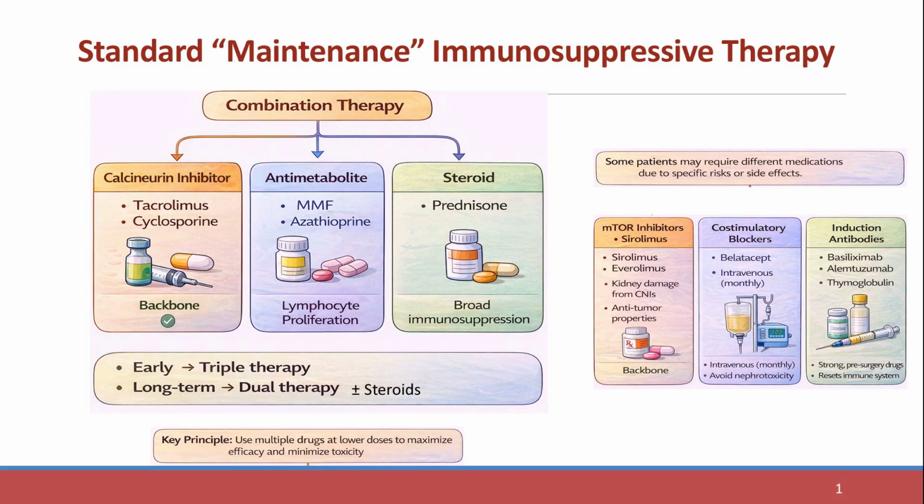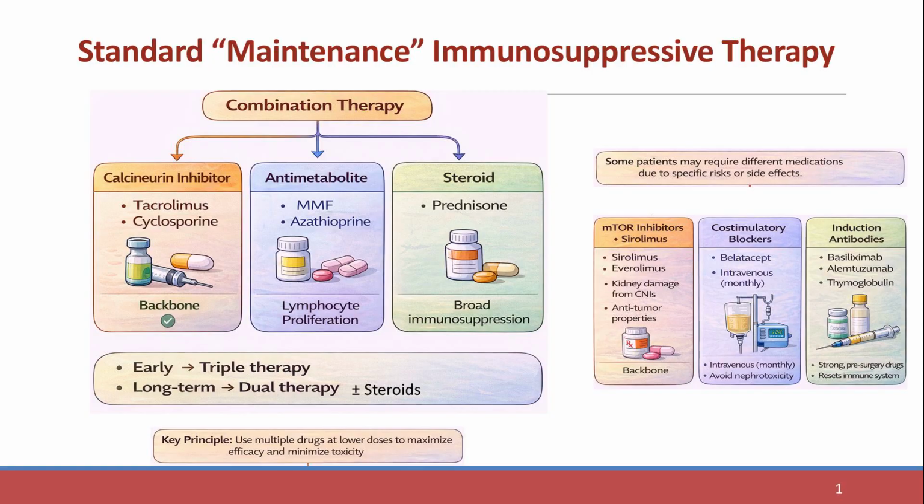Alternative therapeutic approaches also exist. Some patients may require different medications due to specific risks or side effects. mTOR inhibitors, sirolimus and everolimus, are often used if a patient experiences kidney damage from CNIs. They also have unique anti-tumor properties. Co-stimulatory blocker belatacept is given as an intravenous infusion monthly, designed to replace daily CNI pills and avoid their toxic effects on the kidneys and heart.